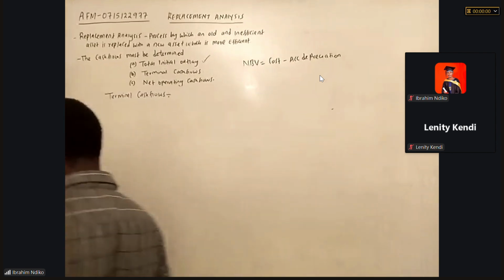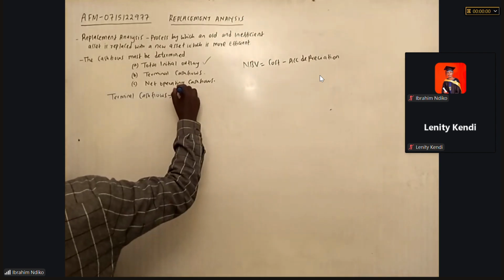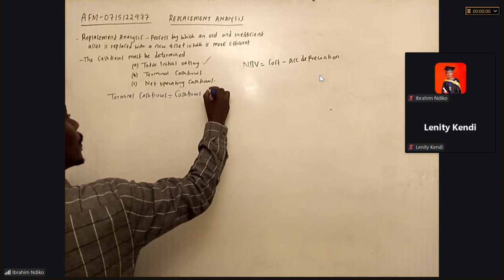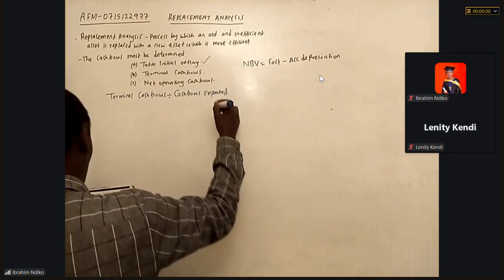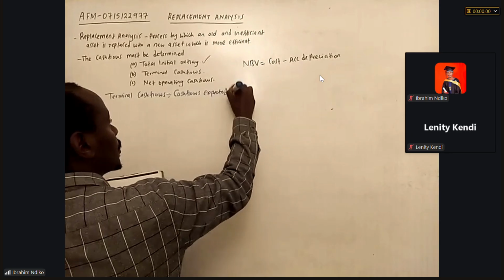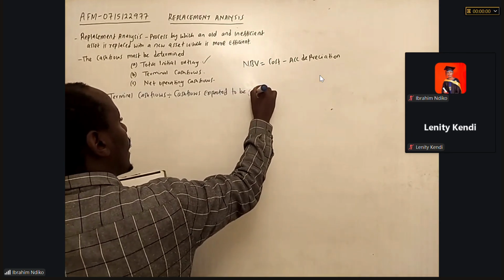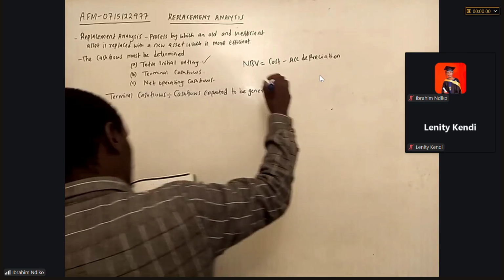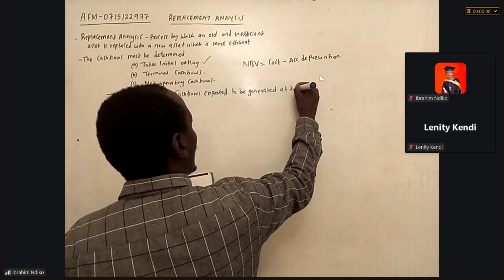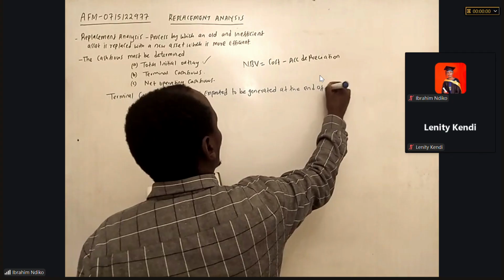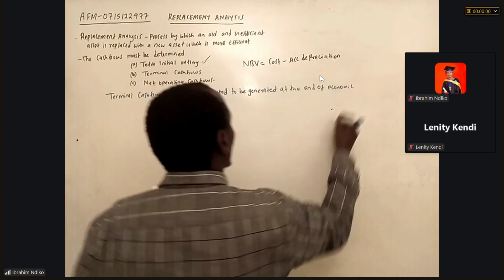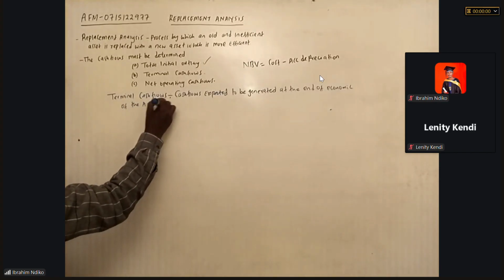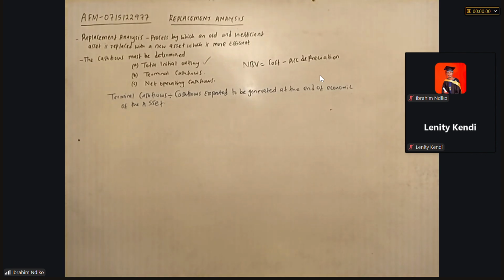So you can say terminal cash flow is the cash flow expected to be generated at the end of the economic life of the asset, of the machine. So the cash flow that we expect.